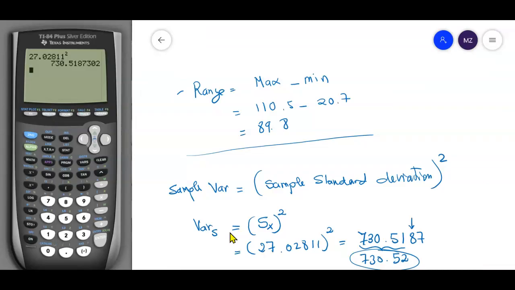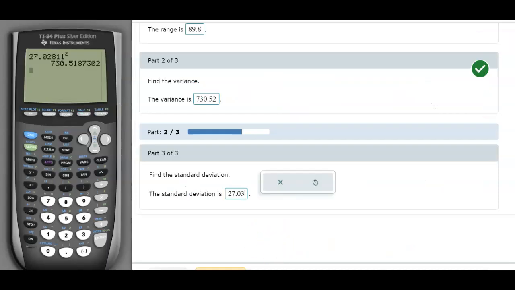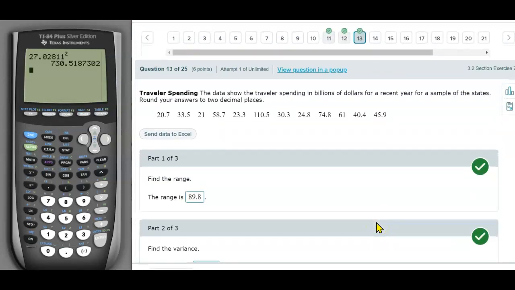All right, so again, let me go back here. So this is the SX, right? The SX is the standard deviation, and I know I am in sample mode because it's telling me sample data, right? So this is going to be 27.028. You need to round this one, right? So this is going to be 27.03. There you go. Okay, verify it, check it. All right, great. And that's the end of number 13 then.